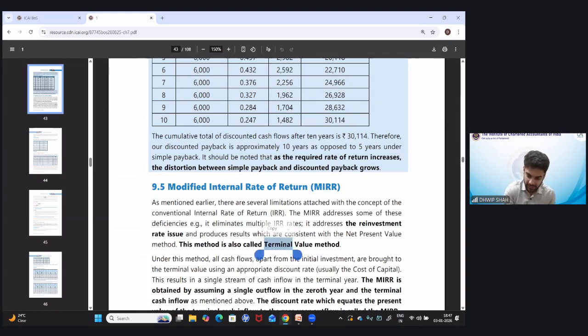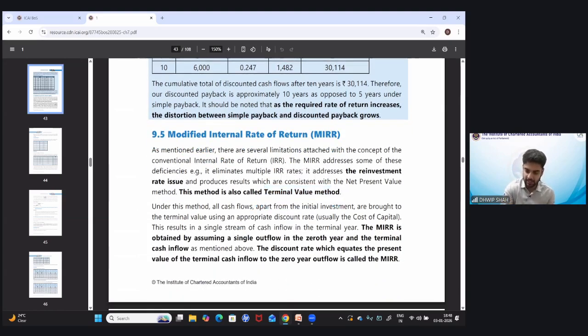It is called as terminal value method. Why it is called terminal value method? Because we are bringing all the cash inflows to the terminal point, last point. ठीक है? MIRR is nothing but modified IRR, उसको short form में denote किया है, is obtained by assuming single cash outflow in the 0th year and the terminal cash inflow. ठीक है? The discounting rate which equates the present value of terminal cash inflow to outflow is MIRR.